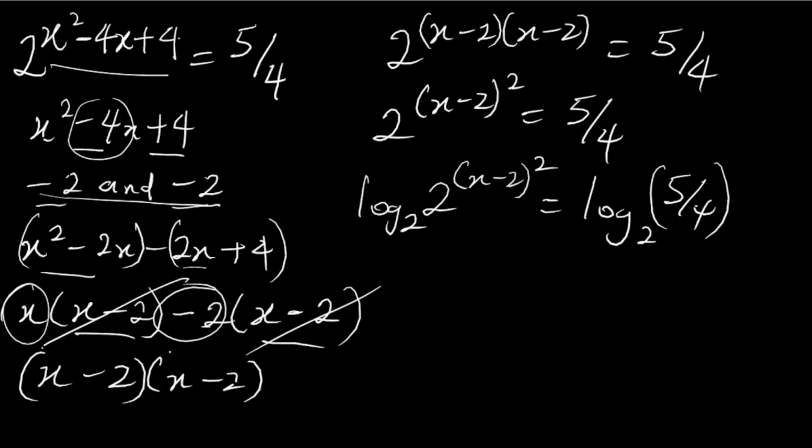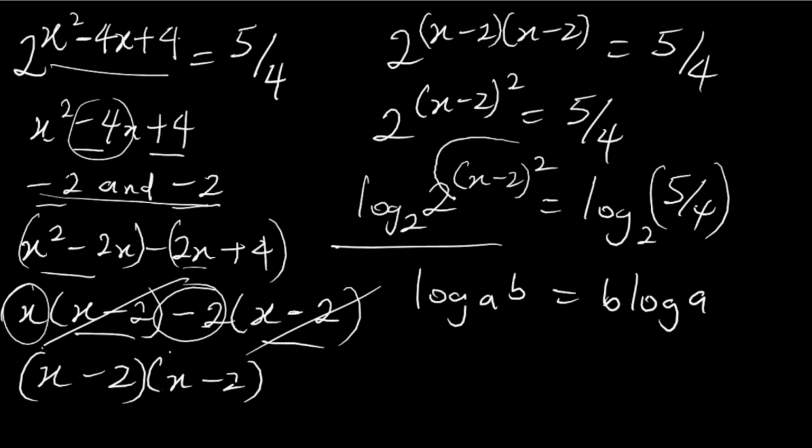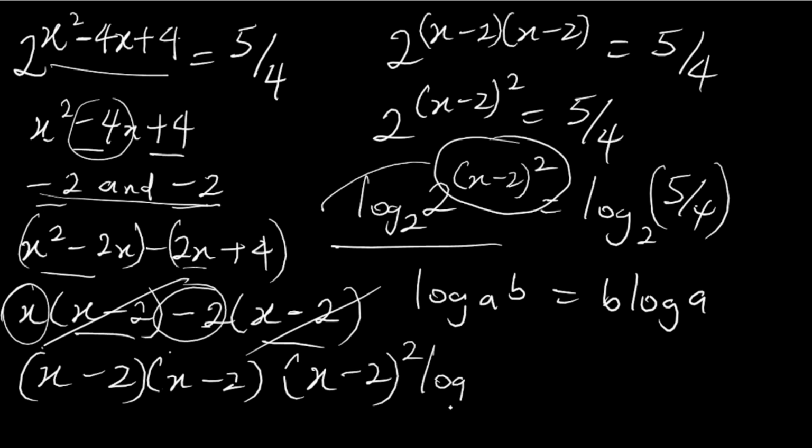Now, looking at this, what do you think will actually happen? There is a rule of logarithm that states that log of b to the power a can also be equal to a times log b. It means that this thing you're seeing here, we actually have to bring it down. That is, we're having x minus 2 all squared times log 2 base 2, being equal to log base 2 of 5 over 4.